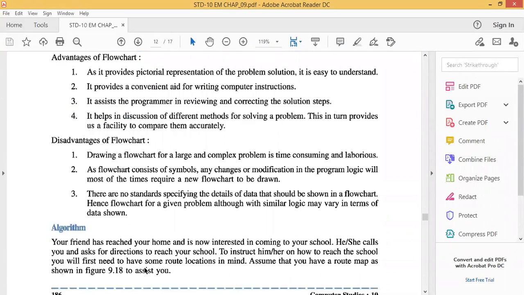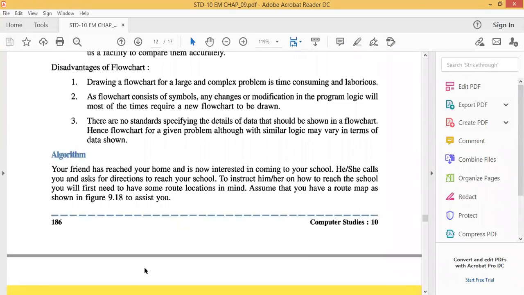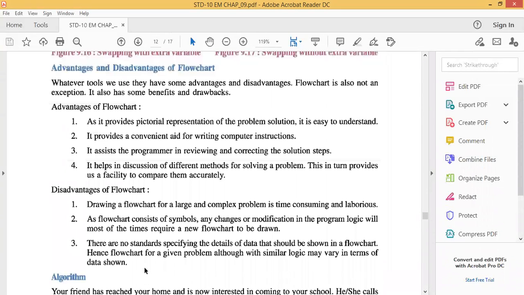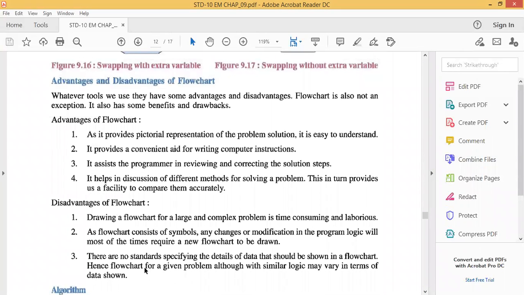There are some examples of how to create a flowchart. Simple problem, some steps and creating a flowchart. Today we are going to continue with advantages and disadvantages of flowchart.